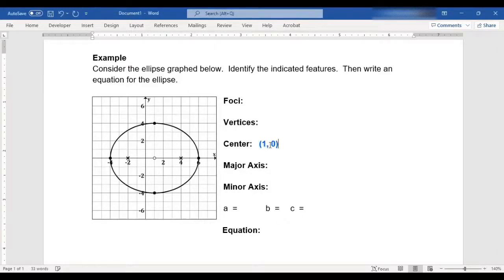Right, 1, 0. And just a reminder, when we go to write our equation later, this is going to be H and K.